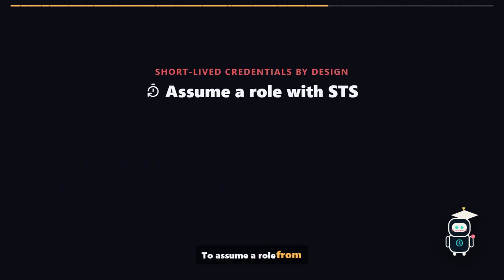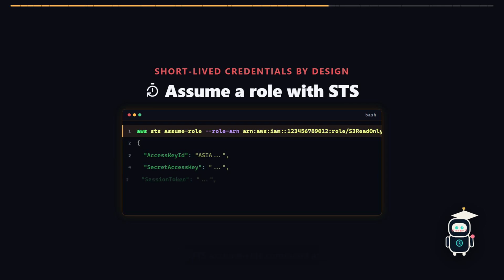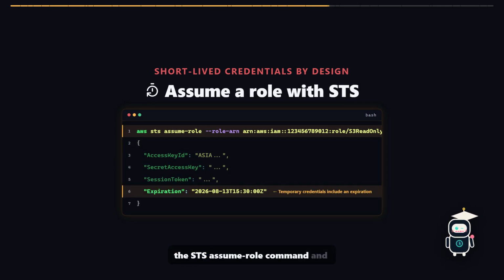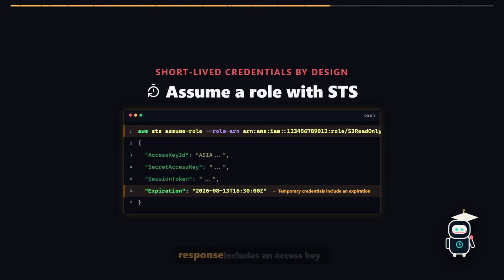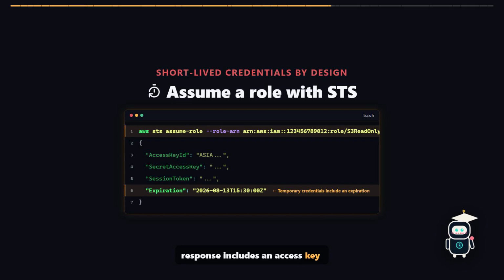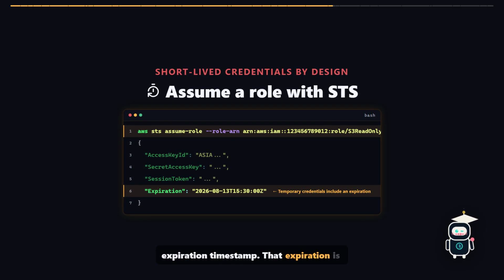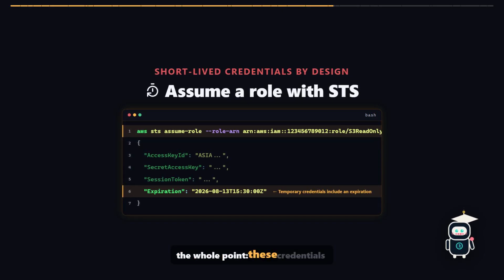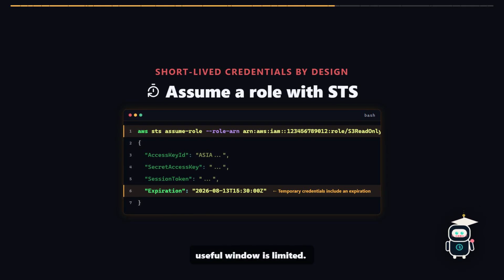To assume a role from the command line, you call the sts assume-role command and give it the role ARN and a session name. The response includes an access key ID, a secret access key, a session token, and an expiration timestamp. That expiration is the whole point. These credentials are designed to be short-lived, so if they leak, their useful window is limited.